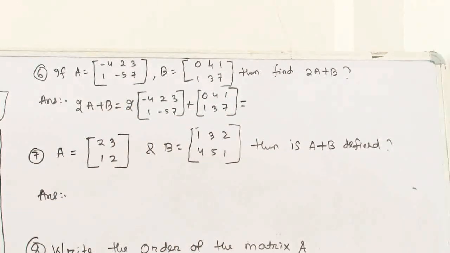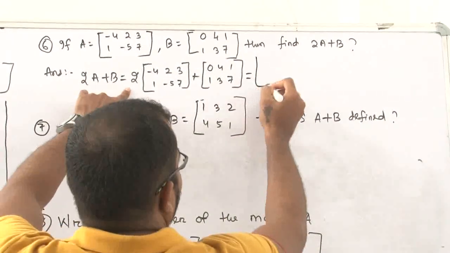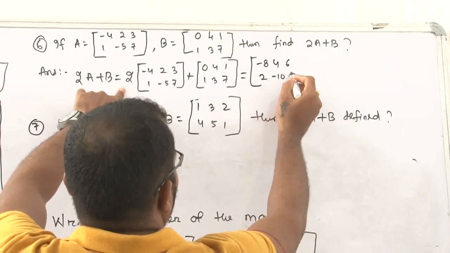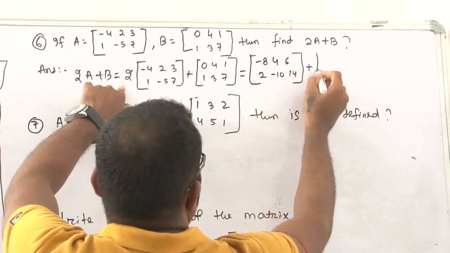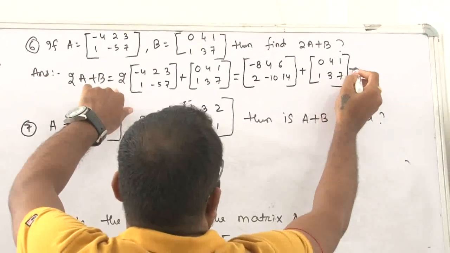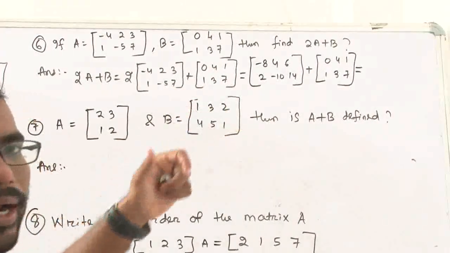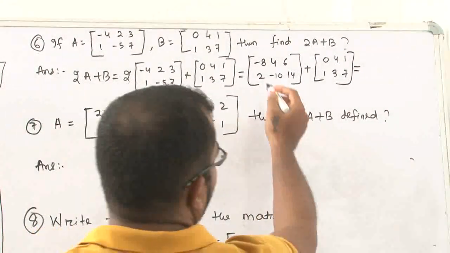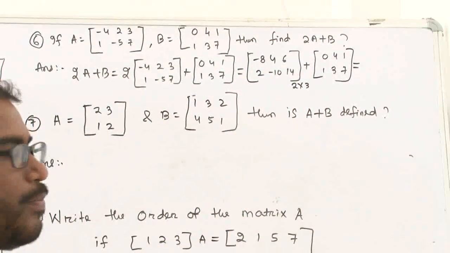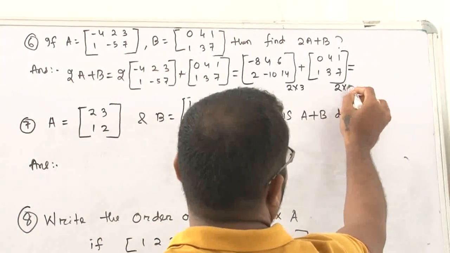Since 2 is the scalar multiple of the given matrix, we multiply, and we get the result minus 8, 4, 6, 2, minus 10, 14, plus 0, 4, 1, 1, 3, 7. And if we add them, first we have to check, is it possible to add? Yes, it is possible, because the order of the given matrix is 2 into 3, as it contains 2 rows and 3 columns. Similarly, the order of the second matrix is also 2 into 3.